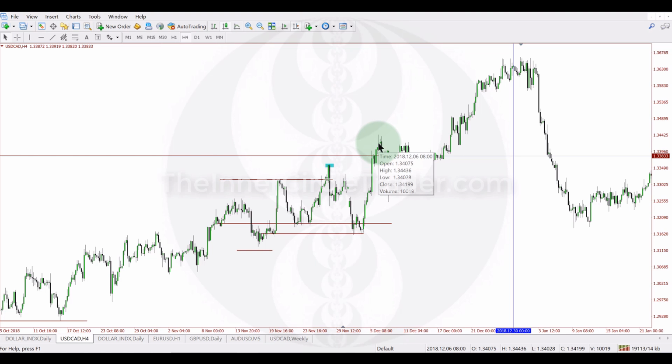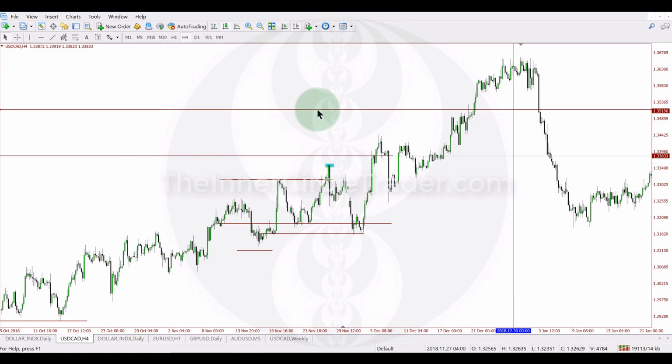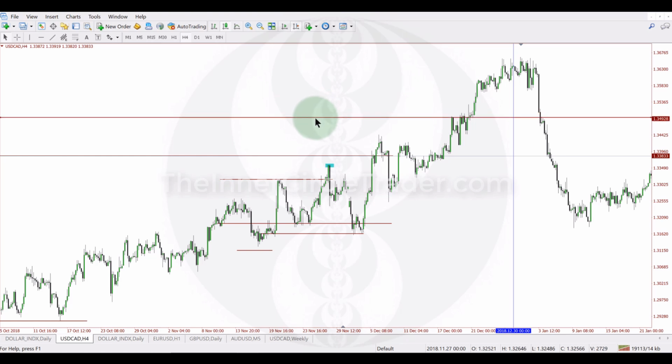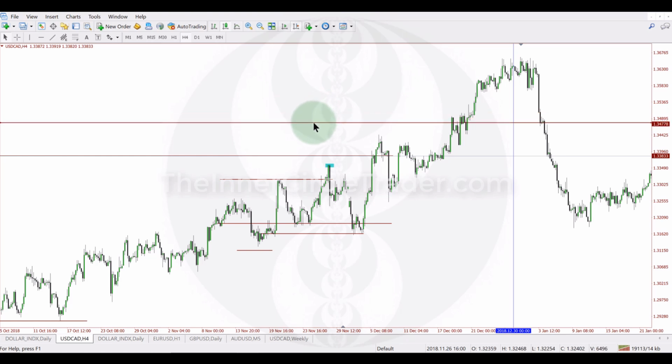So we could go 134.73, which would be maybe reaching to 75. Okay, 134.75. And that would look like that's close enough. And it hits it here and sweeps it. And then we get that rejection and goes lower.